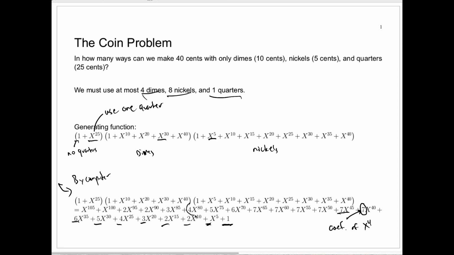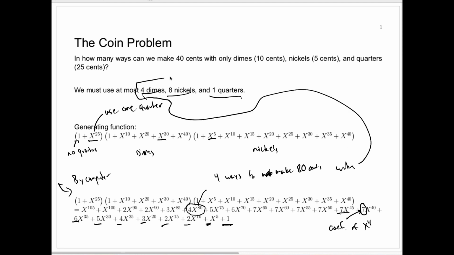Similarly, this 4 times x to the 80th is not the number of ways of making 80 cents. There are an awful lot of those. You can imagine what you would have to do to find those. Think about what generating function you would use. But that number 4, the coefficient on x to the 80th, tells us the number of ways to make 80 cents, just with these available coins, at most 4 dimes, 8 nickels, and 1 quarter.